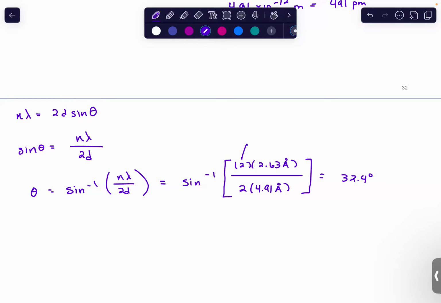So that's why we put the 2 in there. So n equals 2. Okay, so that's Bragg's law.